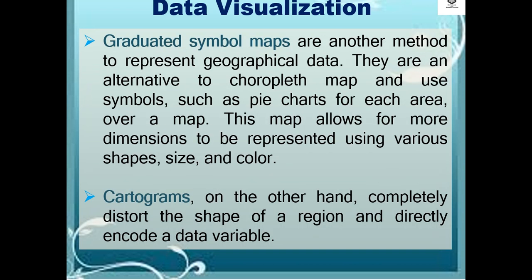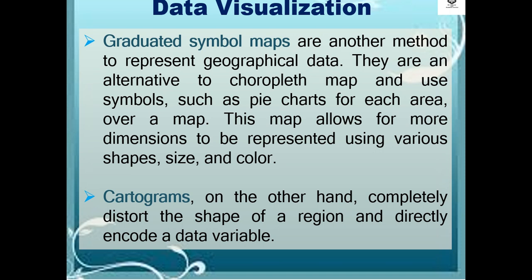Graduated symbol maps are another method to represent geographical data. They are an alternative to choropleth maps and use symbols, such as pie charts for each area over a map. This map allows for more dimensions to be represented using various shapes, sizes, and colors.